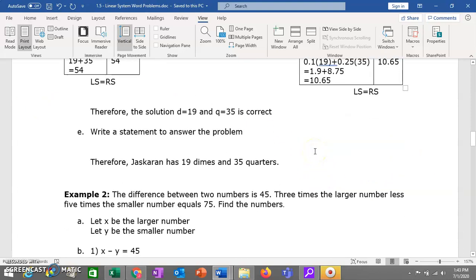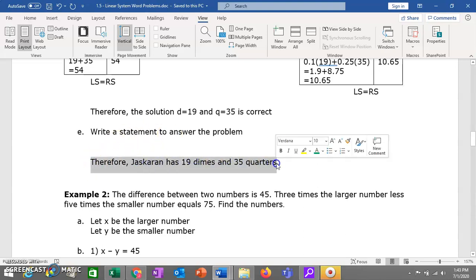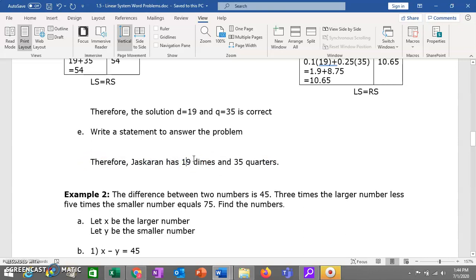This is a word problem, so you can't just leave it here. You do have to answer the question directly. You have to provide the person asking the question with an answer. So we include a therefore statement. Therefore, Jasperan has 19 dimes and 35 quarters. Problem solved.